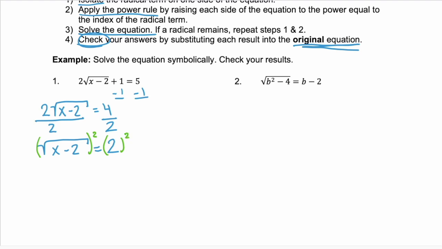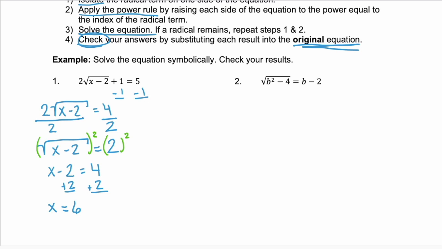And remember from last time, when you square a radical, you just get the radicand. So the left-hand side becomes x minus 2. And the right-hand side is 2 squared, or 4. Now we solve for x. Add 2 to both sides, and we get the answer that x equals 6.